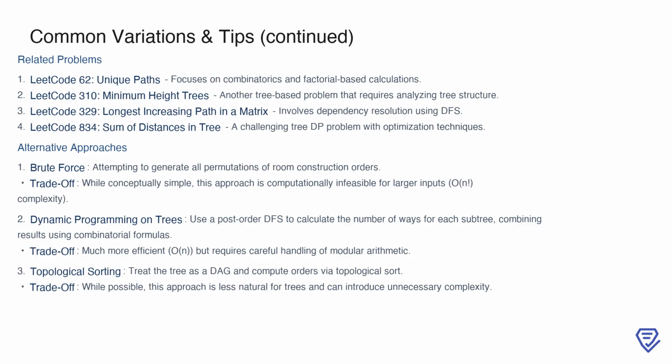Lastly, topological sorting can also be applied by treating the tree as a directed acyclic graph. While this approach is feasible, it often adds unnecessary complexity since trees are naturally hierarchical and don't require additional sorting.